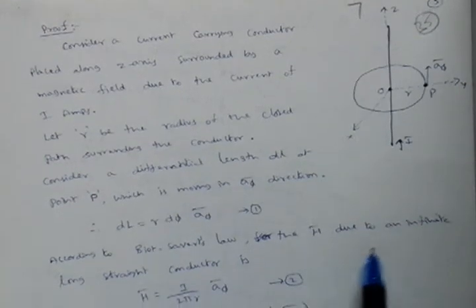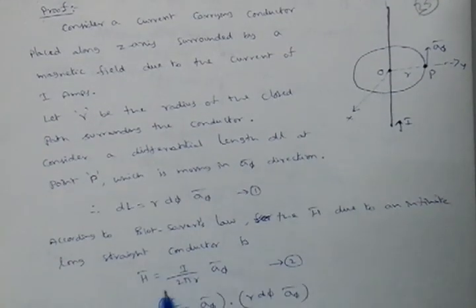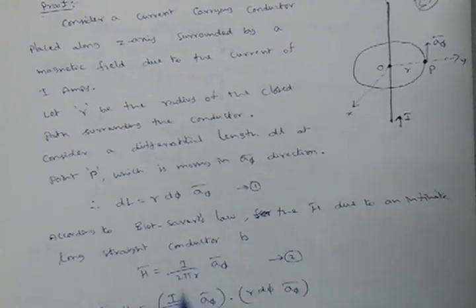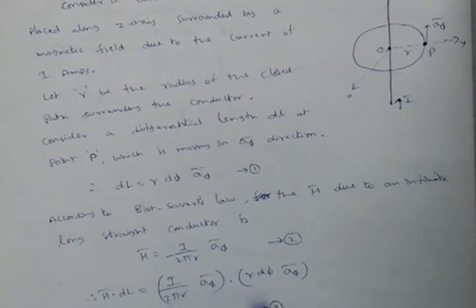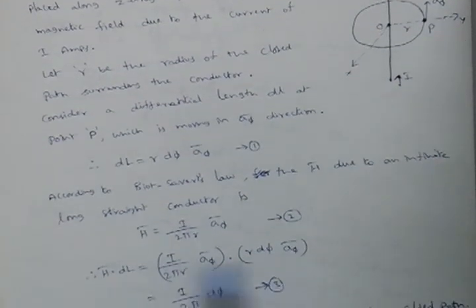According to Biot-Savart's law, H bar due to the long straight conductor is this. For this conductor, H bar is equal to this. But H bar dot dl is equal to this one. This dl is this, H bar is this. Take the dot product.